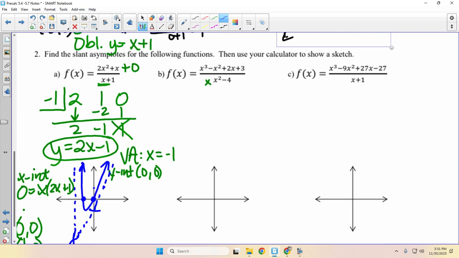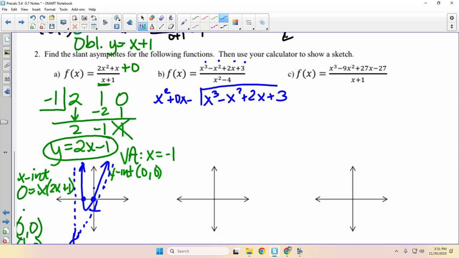Okay, so we're going to look at some long division over here. You guys are going to love this. We haven't done long division together, so bear with me. So we put the guy on top inside. Top dog goes in the house. We make sure we have something for everybody. We have x cubed, x squared, 1, and 3. And then this is x squared plus 0x minus 4.